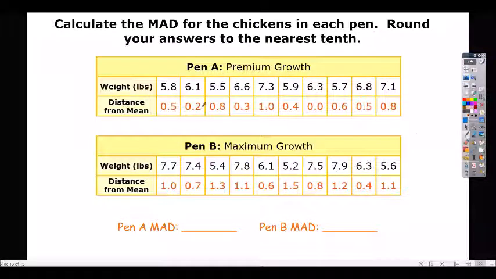Now you'll see here that we have calculated the distance from the mean for all of these numbers. Your table should look something like this. If it doesn't look something like this, that means you either added or subtracted incorrectly. So I would go back and review that.